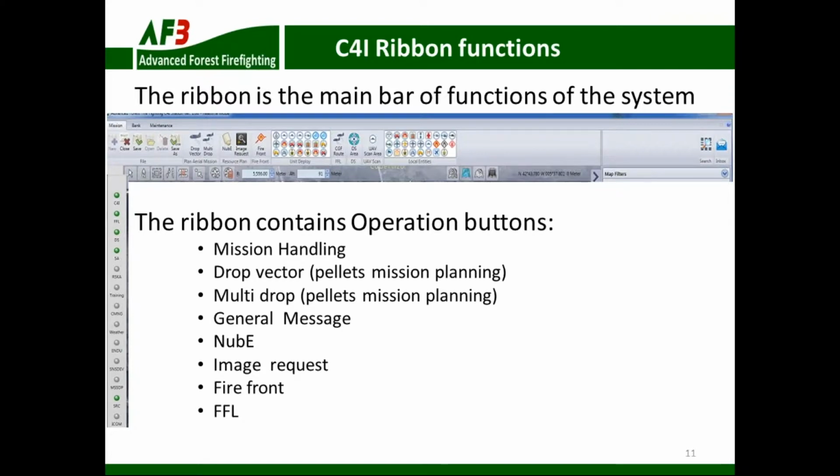The ribbon is a bunch of buttons that handle all the mission handling: the drop vector that we want to do, sometimes to simulate how the pellet is affecting the fire, using also multi-drop, a general message that we want to send to the ground forces, using of the noob in order to prevent fire, getting an image from the end user and displaying it, drawing a fire front area in order to know where exactly the fire is at this moment, and running the fire propagation simulation.